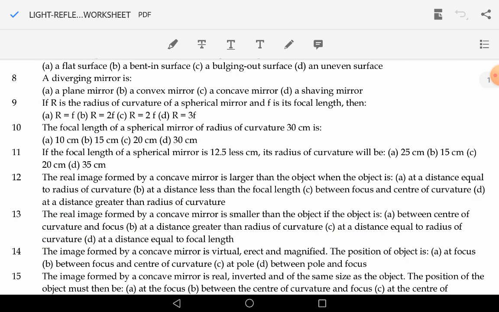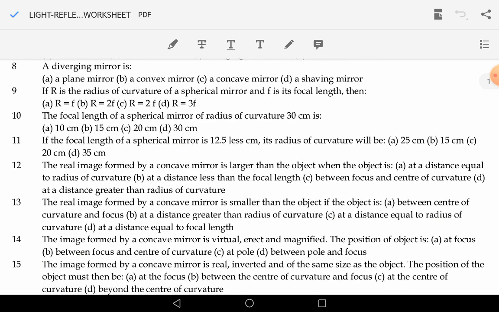Moving on to the 14th question. Now the 14th question says that the image formed by a concave mirror is virtual, erect and magnified. Now, you know beta, in concave mirror, 6 ray diagrams we have done. Out of the 6, in the first 5 cases, the image is real. It's only the last case when the image is virtual, right? And that is when the object is placed between pole and focus.